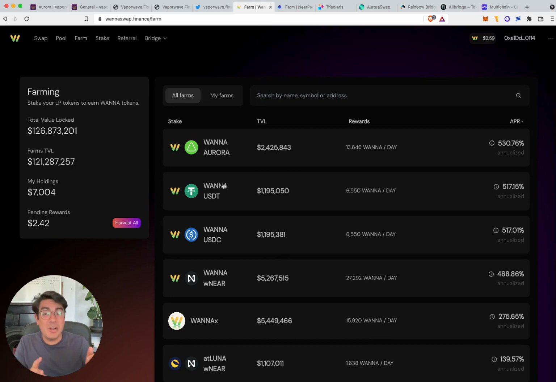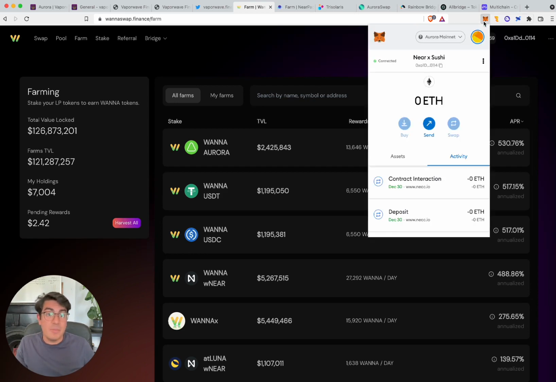There are 2 things here, which may not seem like much, but it starts adding up. The first is that you have to go to each one of the exchanges where you're farming. And I'm already farming on 3 exchanges: Trisolaris, WannaSwap, and NearPad. Then you have to harvest your tokens. You have to do this individually for each one of the farms. On WannaSwap alone, I am in 5 farms. So that's 5 different transactions where I have to click harvest and then approve the transaction on MetaMask.